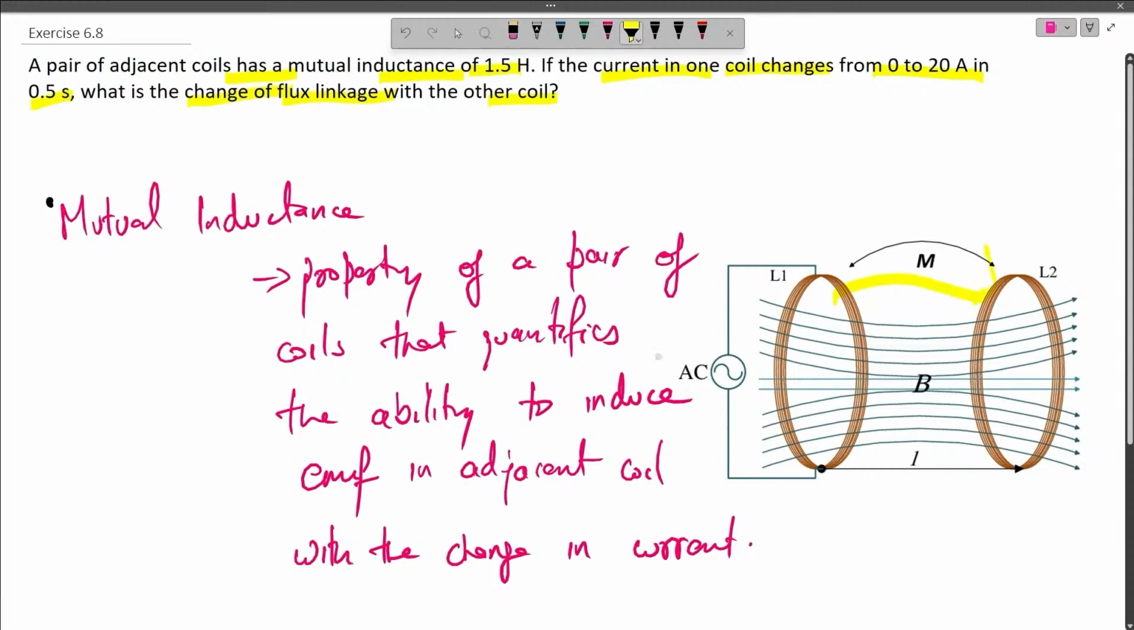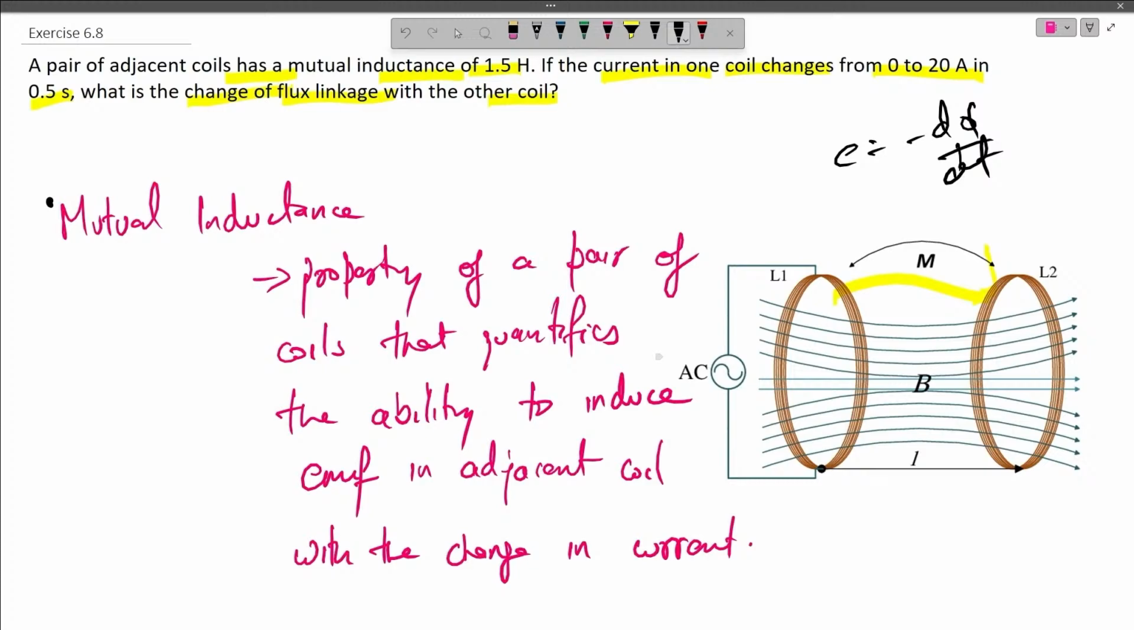So as there is a change in current in this coil, the associated magnetic flux will change, and that changing magnetic flux will induce EMF, because we know that by Faraday's law, EMF is given by minus d phi by dt. Since this change in flux will interact with the second coil, and this change will happen with time, an associated EMF will be induced in the other coil.